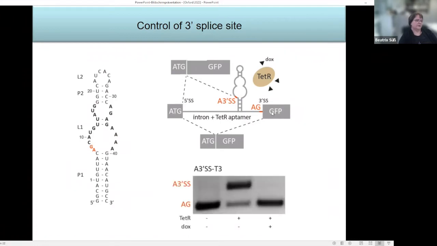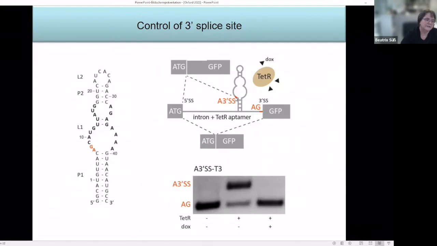Yeah, and did it work? Yes, it works perfectly fine. We have here the usage of the one splice site. If we add the protein, we can nearly completely shift it to the other splice site. And if we add doxycycline, we can revert this effect. But if you have a closer look, then you see that this is nice regulation, but the regulation is exactly vice versa as we expected.